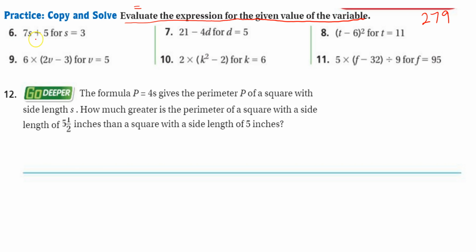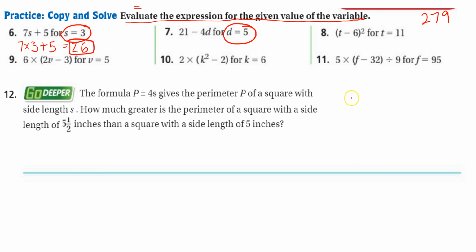So number 6, they told us S is 3. So that is 7 times 3 plus 5. 7 times 3 is 21, plus 5 more would be 26. My final answer.